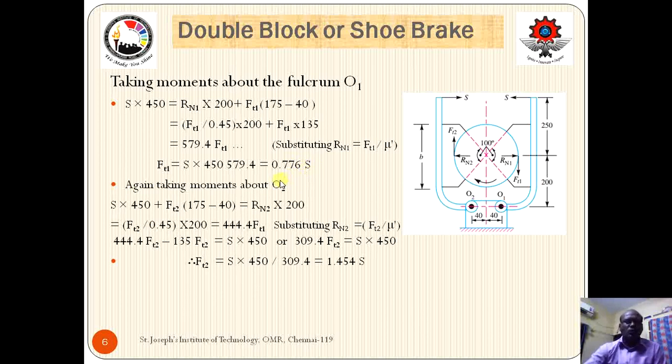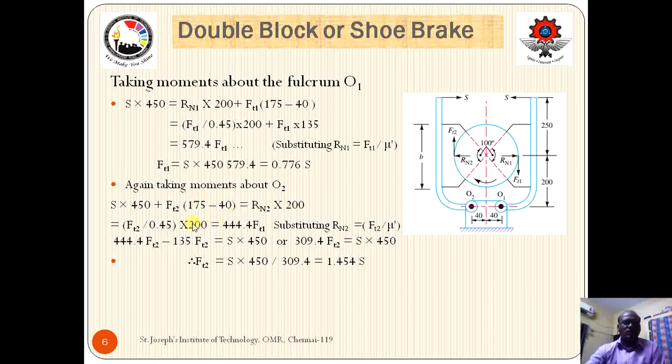Similarly, you take moment about O2, a similar value. You take O2, S into 450, from S to O is 450, force into perpendicular distance, and Ft2, same case. So this is the total R1, 175 minus 40. I want to get only this value, this much value. So 175 minus 40 will give this value, and Rn2 into 200.